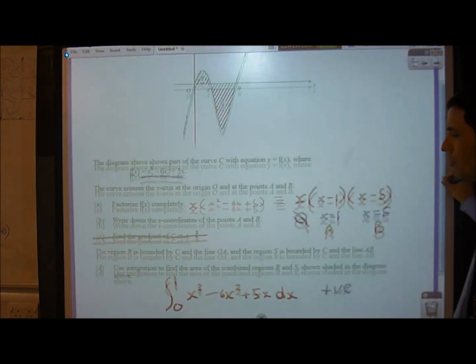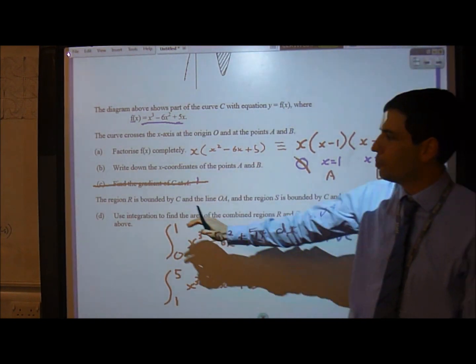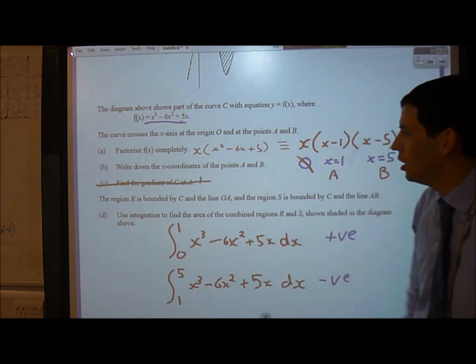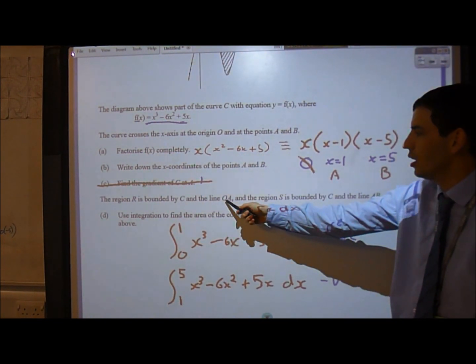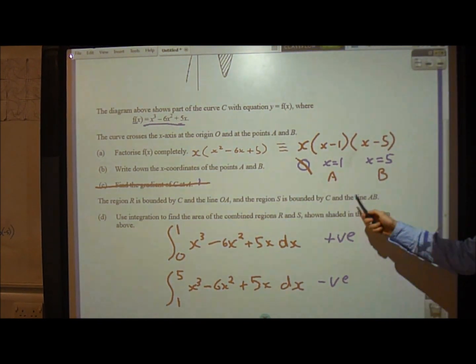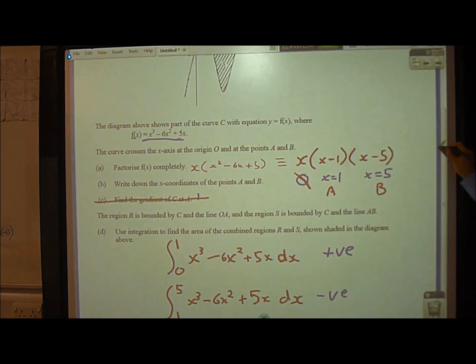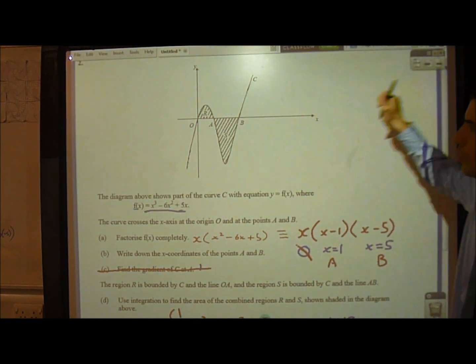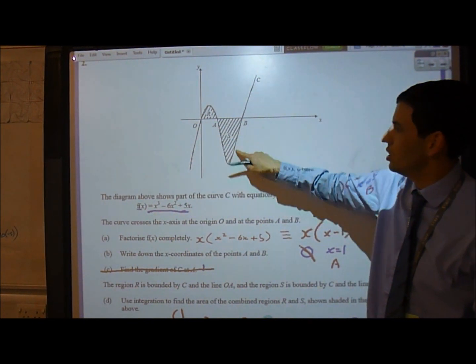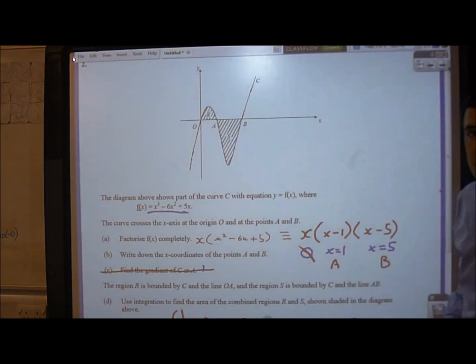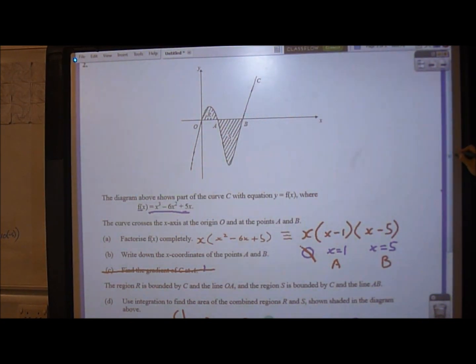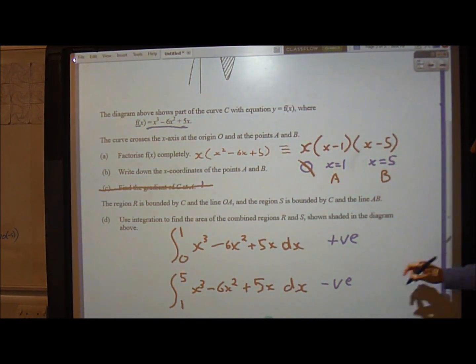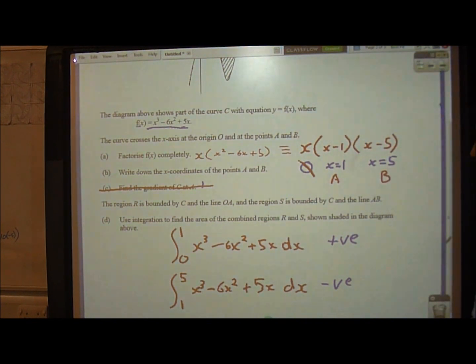And again, we picked up a couple more marks for that. Then the final part, it says the region R is bounded by C and the line OA, and the region S is bounded by C and the line AB. Well, all that means is this region here, the bit they've hatched in. So it says find the area of the combined regions.